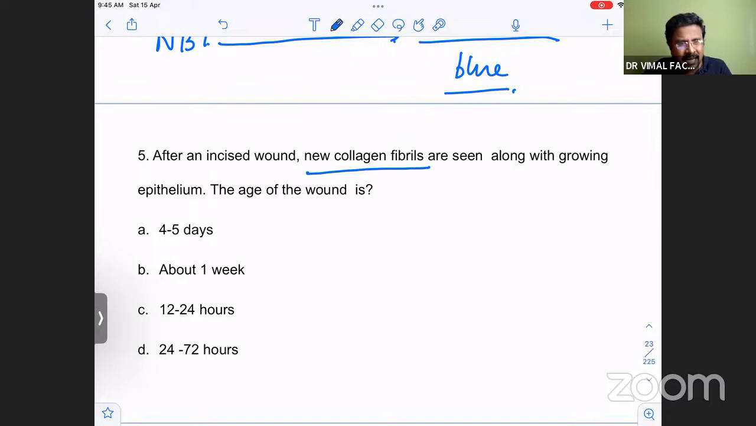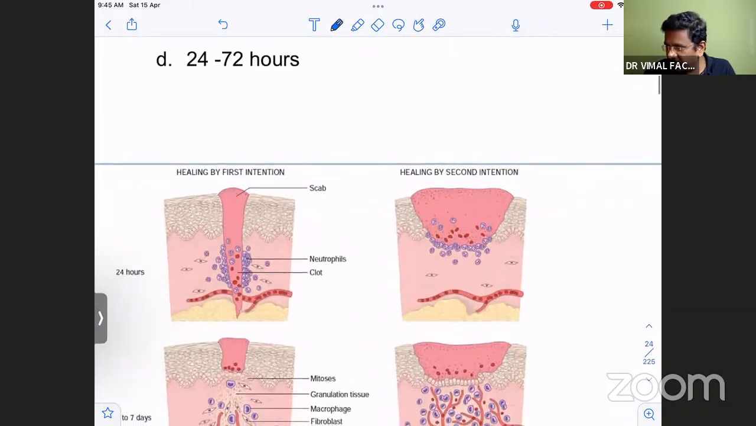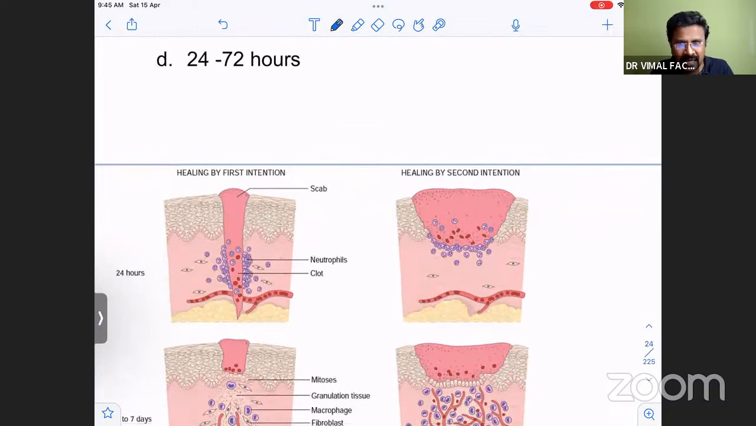Okay, so listen carefully. What are all the changes you can expect when a wound is there? Whether it is wound healing by primary intention or secondary intention, the first thing is the scab formation. Scab is nothing but the blood clot formation. So when there is a blood clot formation, the fibrin clot and the dead tissues will be there. This has to be removed and replaced by a new tissue.